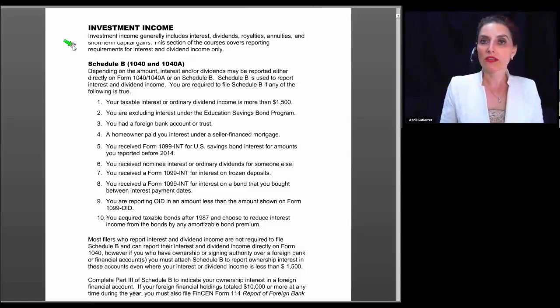However, this class will get a little bit into the pass-through income reporting when you get a K-1. Very elementary beginning levels of pass-through reporting and how that works.